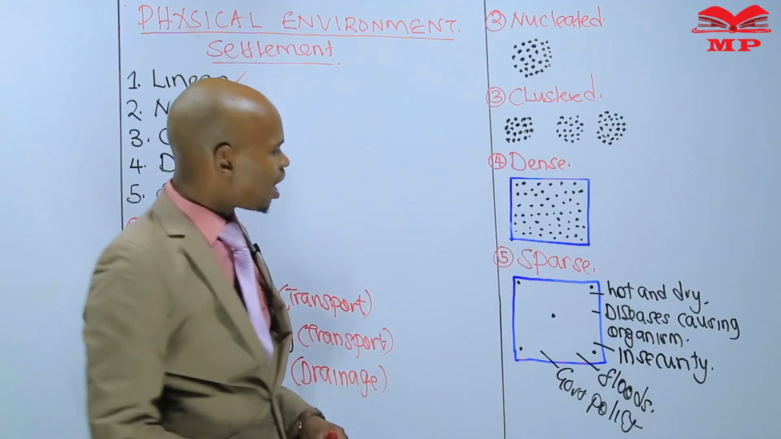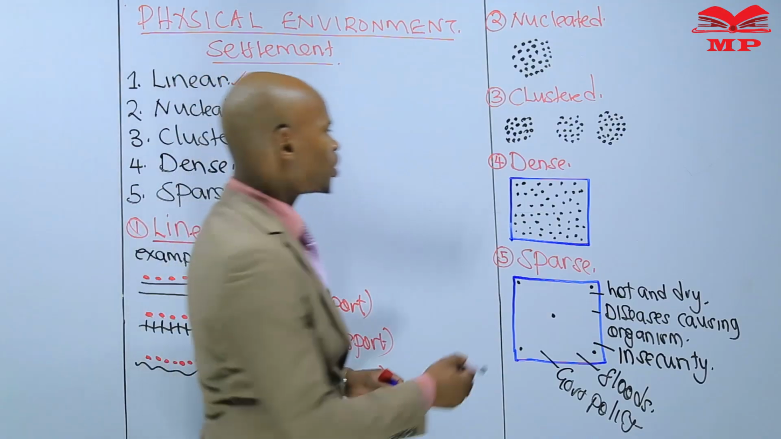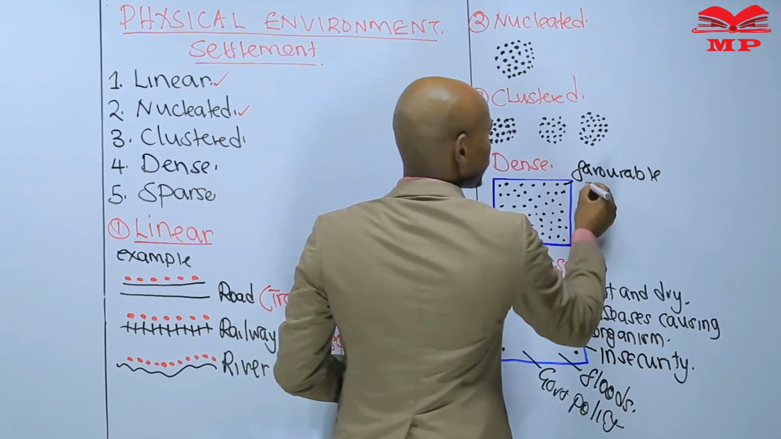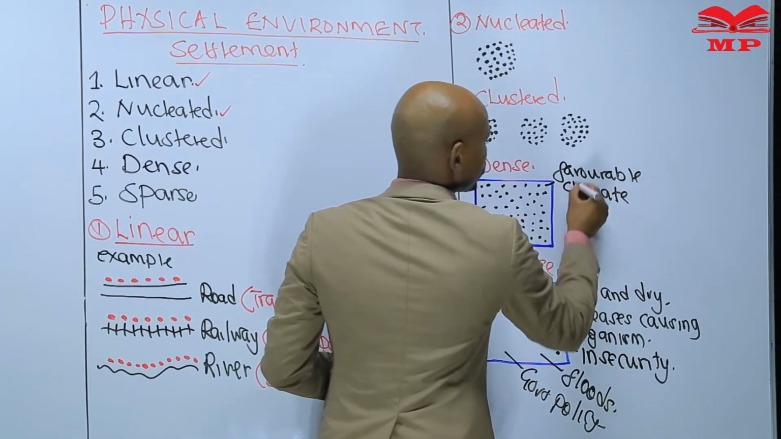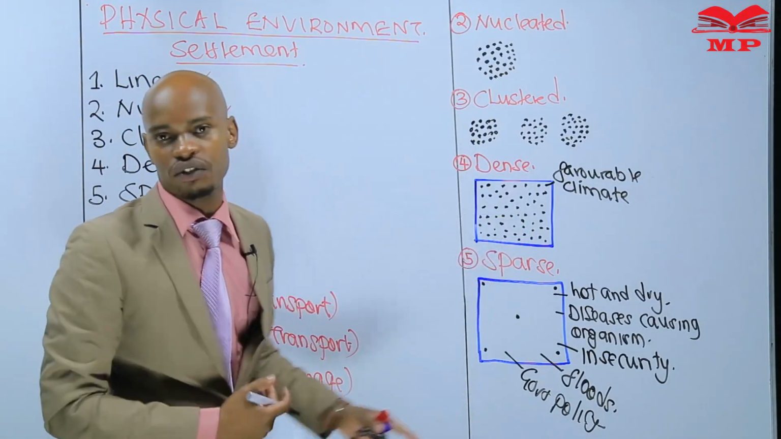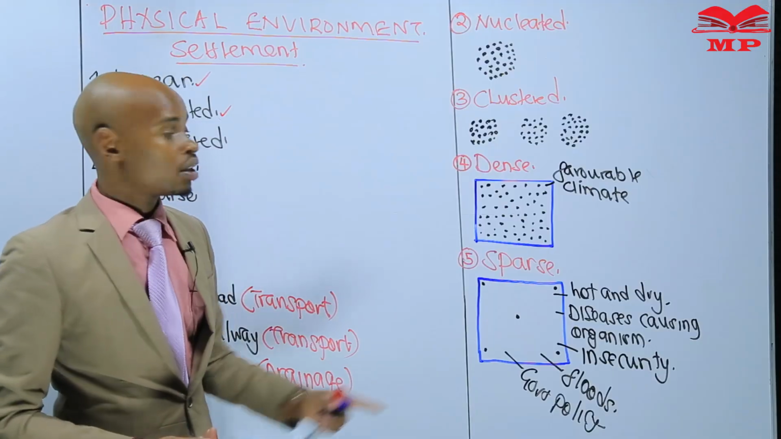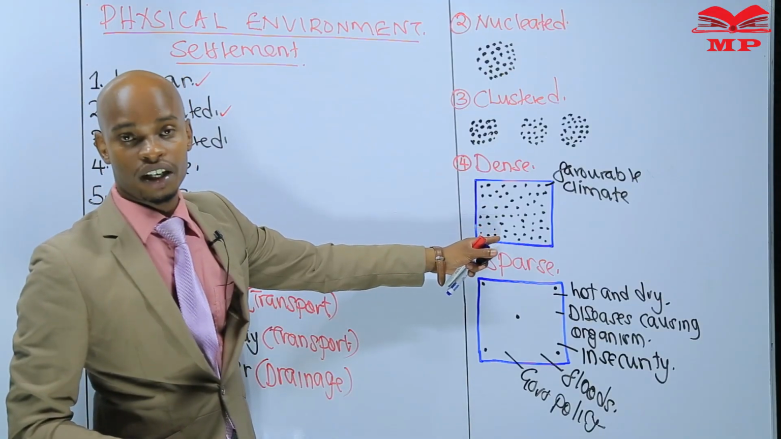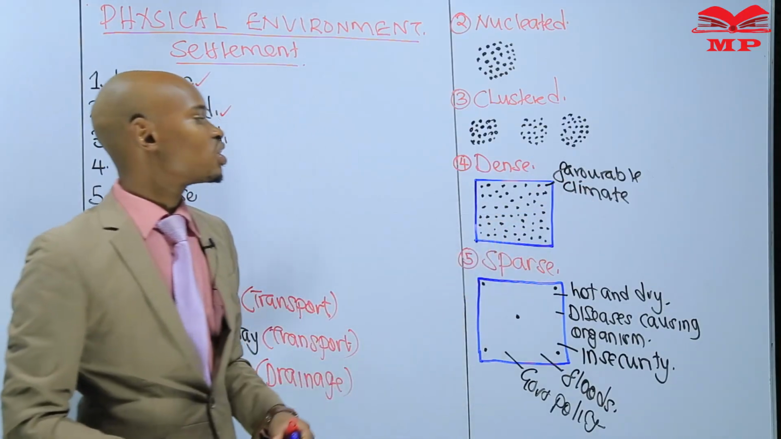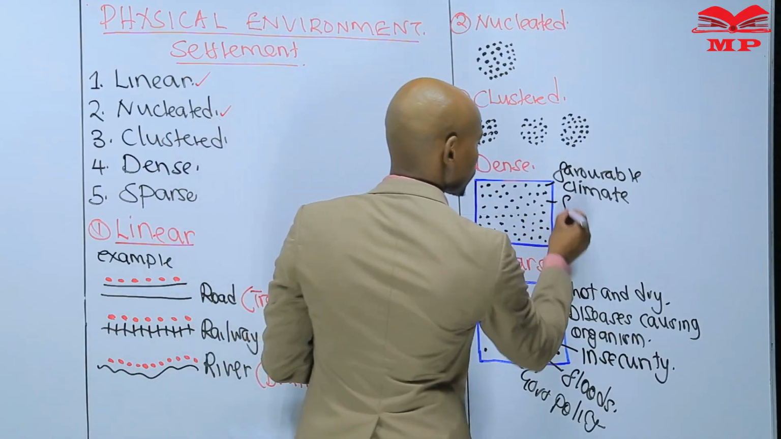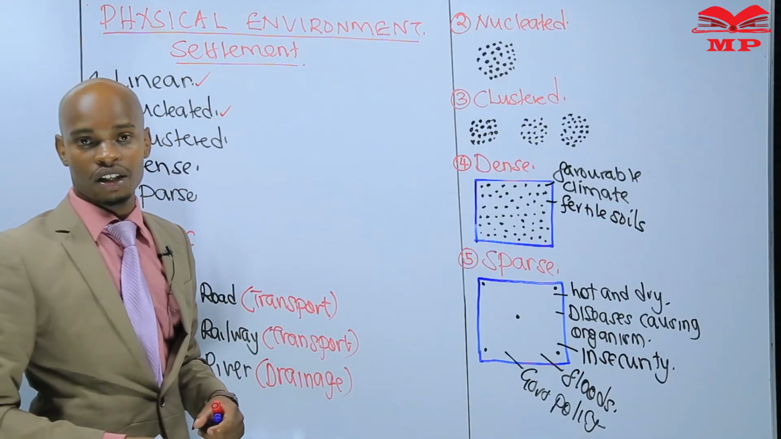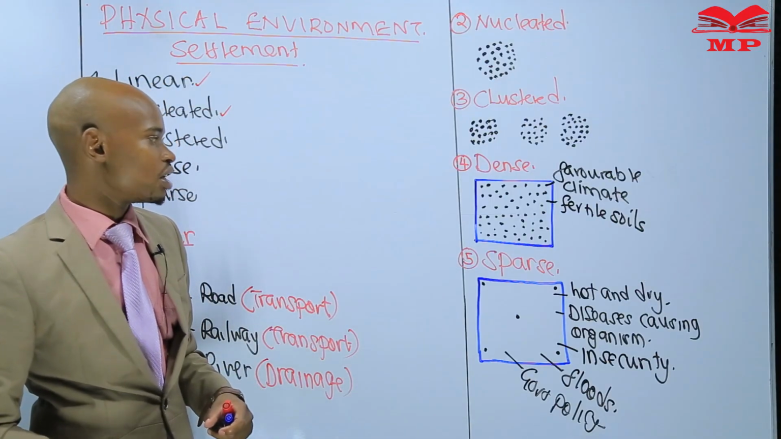What are some of the reasons why we would have a dense population? Maybe good climate, favorable climate. Favorable climate is number one, the main factor. This area, perhaps it receives enough rainfall for farming. There will be so many people. Remember, the main economic activity in Kenya is farming. So favorable climate will attract so many people. Maybe this place has fertile soils. Areas with fertile soils are densely populated because agriculture is very much viable in those places.